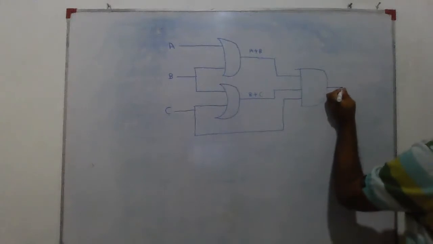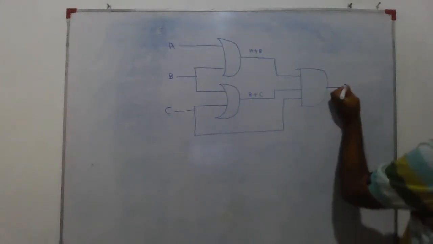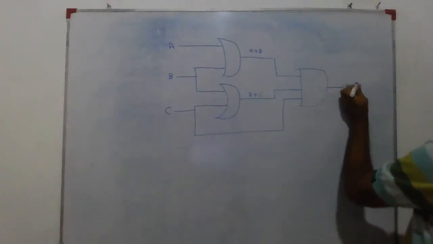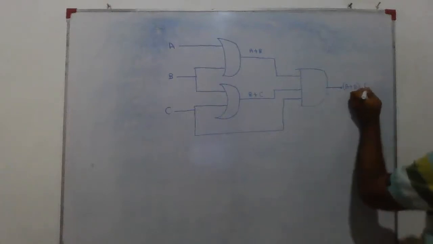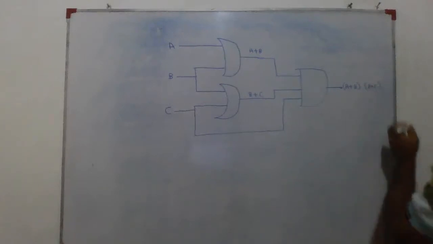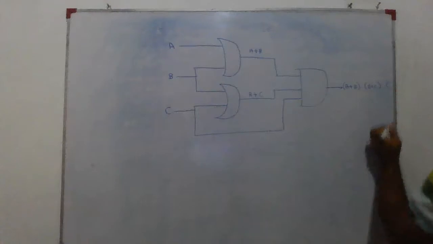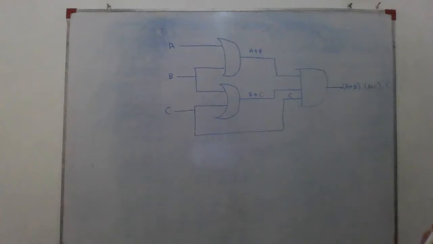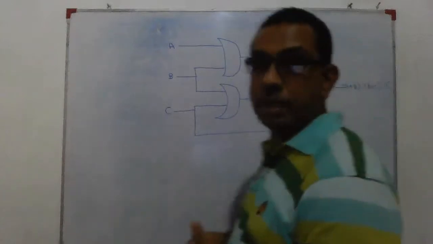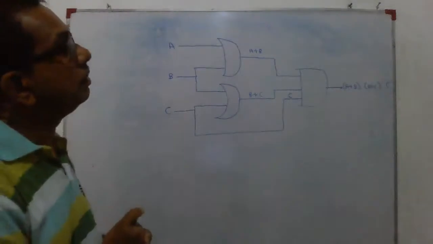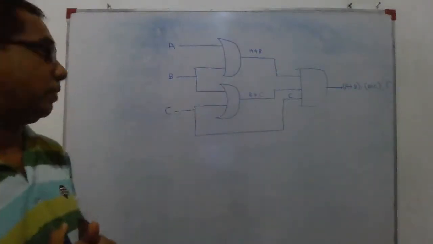With the AND gate, we have A or B and B or C and C. See, the reason C is moving. See, A or B and B or C and C. According to the given logic circuit, we see the output. That is the output.